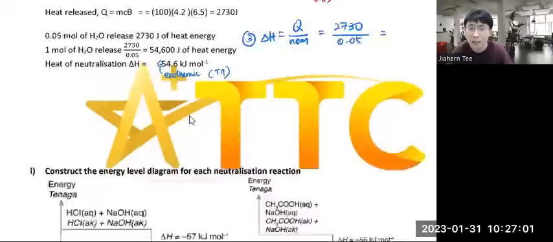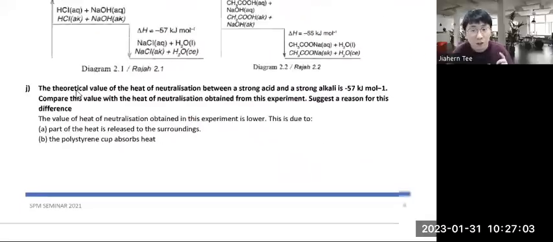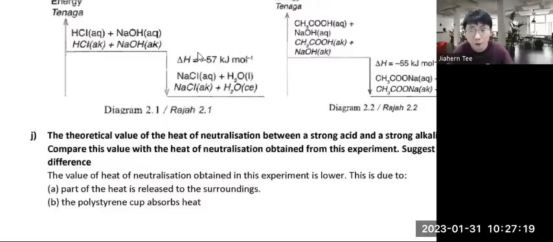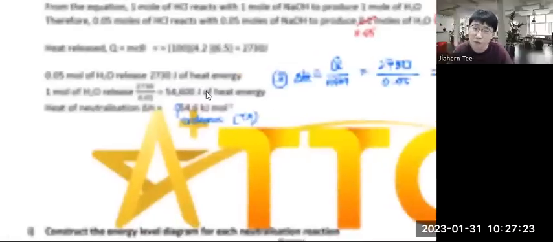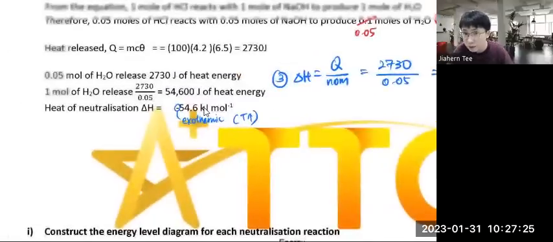Why is that so? That's why our last question says: the theoretical value of heat of neutralization between strong acid and strong alkaline is negative 57 kilojoule per mole. Compare this value with the heat of neutralization you obtain from this experiment, and why is there a difference? From what we know, the theoretical value is negative 57, but your actual result you only got 54.6. But why is that so?